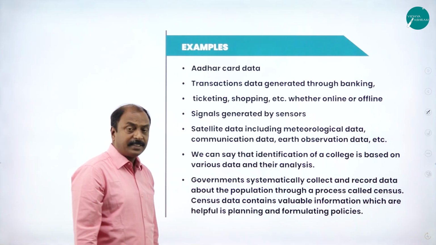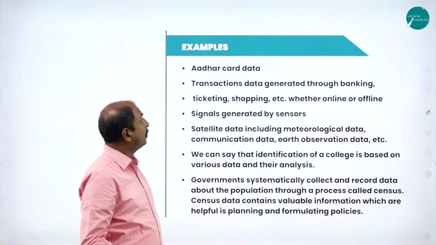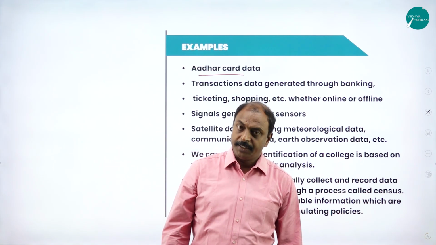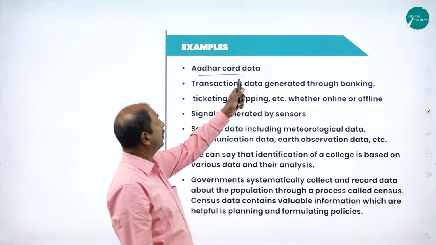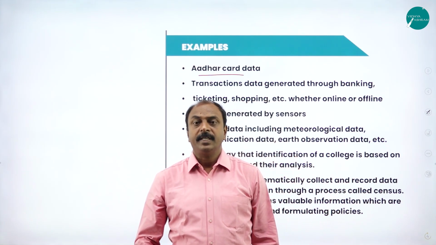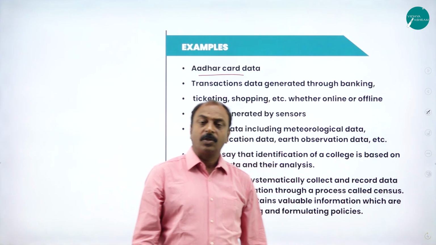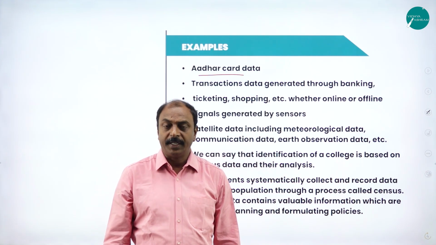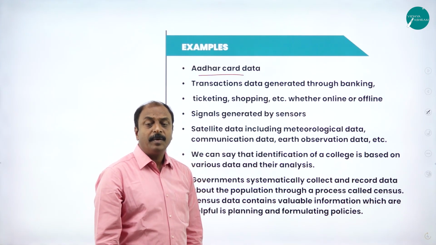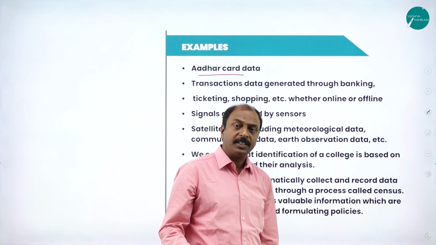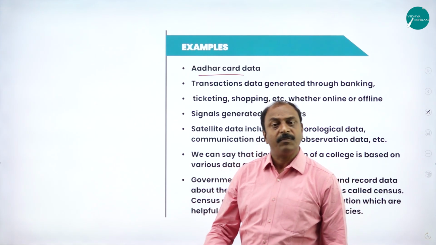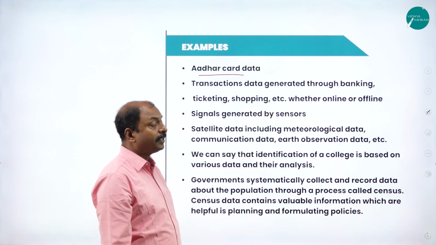Let us see some examples of data. Aadhaar card data. Now you know what an Aadhaar card is. Almost all citizens in India have their own Aadhaar card. Whenever you visit any Aadhaar card center to get the Aadhaar card ready, they collect different types of data: images, text, your thumb impressions, photograph, letters, numbers, everything. All together it is data, a raw fact.